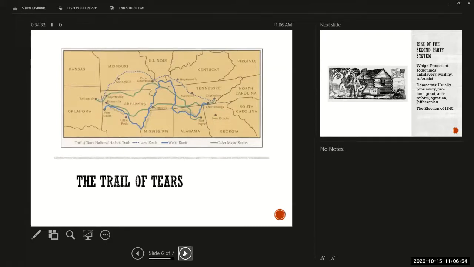So the Cherokees went on the Trail of Tears. They were forced to create a new society in Oklahoma, and all of that land that had belonged to them was now opened up for Anglo settlement. Questions?